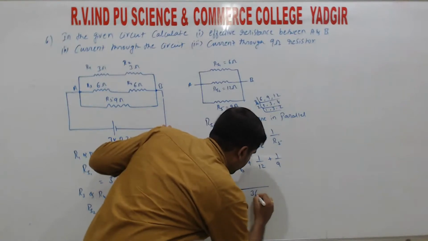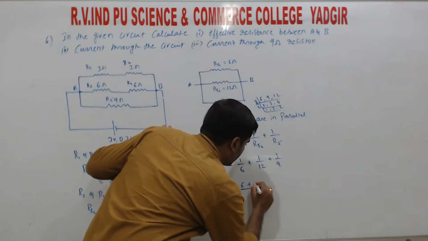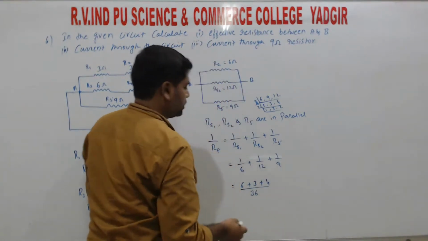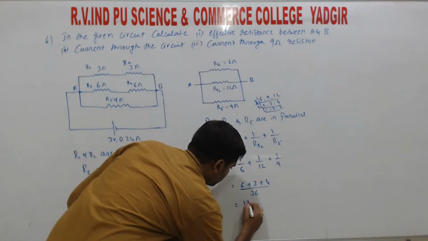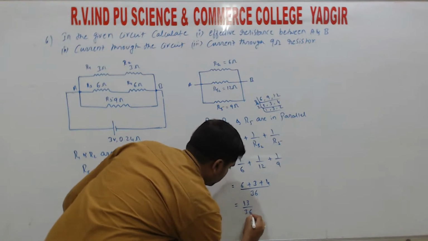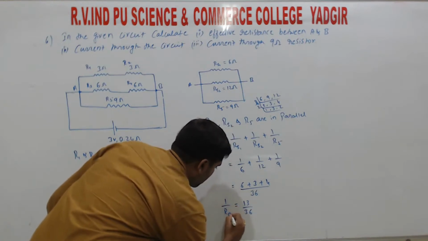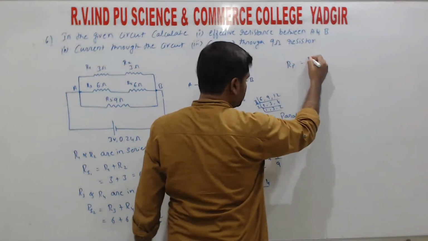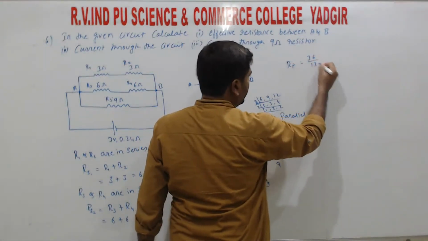We get the LCM. So 6 6s are 36, 12 3s are 36, and 9 4s are 36. So we get 13 divided by 36, so 1 divided by RP. So we need RP. So RP is equal to 36 divided by 13.